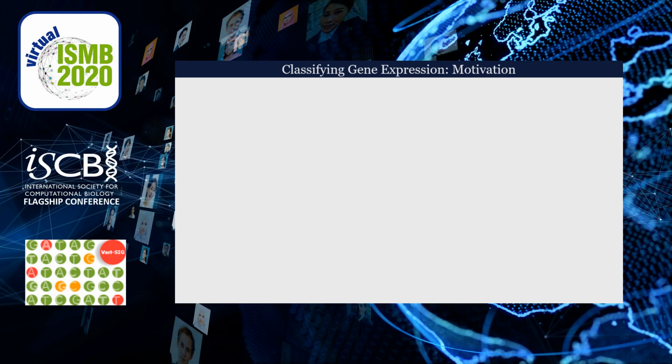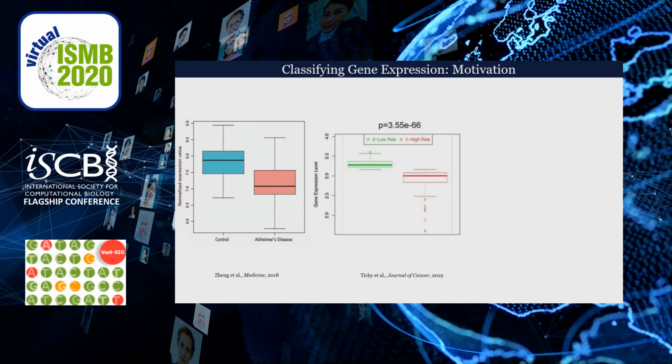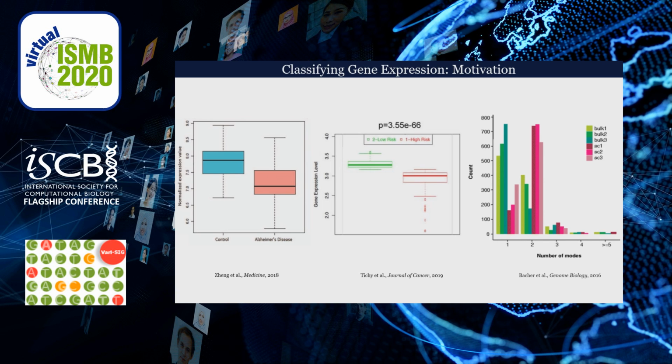Right? So why might we want to do this? What's the biological motivation? Low and high expression groups of some genes appear to be indicative of risk for some diseases. The left figure is from a paper on Alzheimer's disease, and the right is a paper on colorectal cancer. Also, RNA transcript reads are not guaranteed to be normally distributed, right? In fact, the distribution of reads may have several modes which are important to capture in expression prediction.